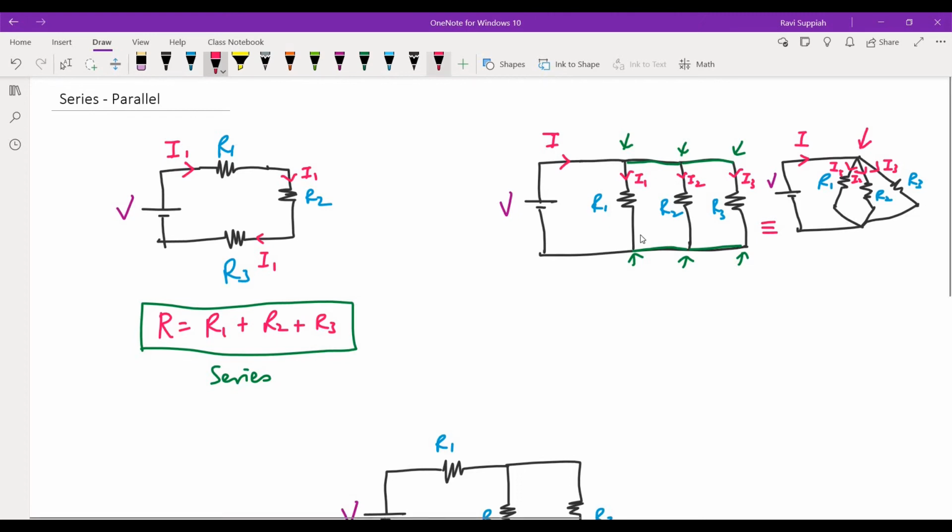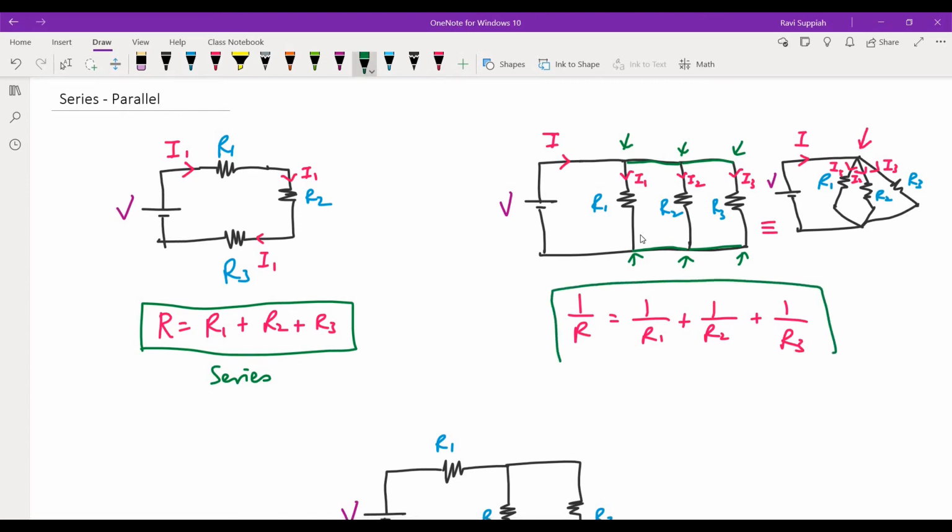And for parallel resistors, the formula is given as such: 1 over R equals 1 over R1 plus 1 over R2 plus 1 over R3. So this is for the resistors in parallel.